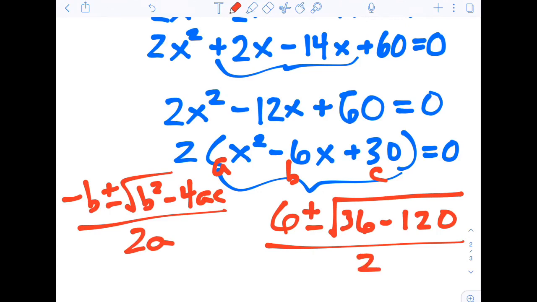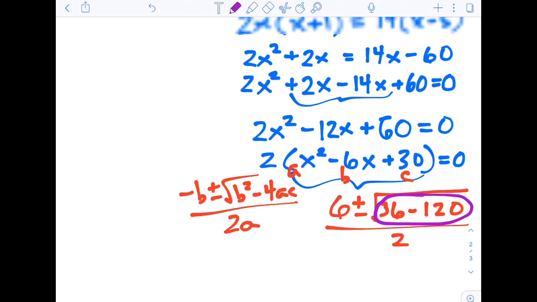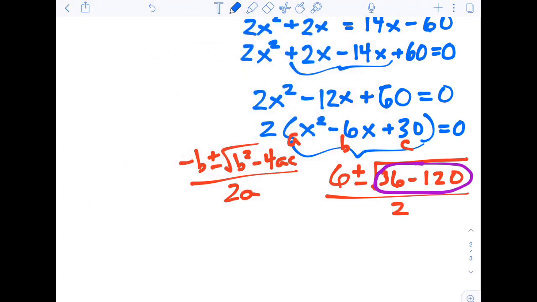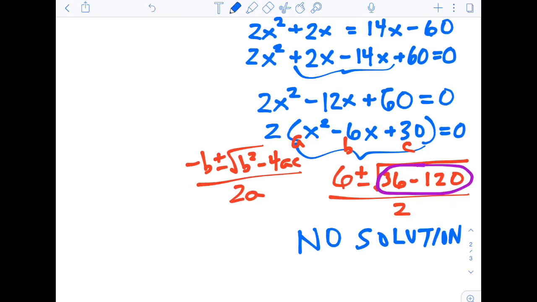Now, if I look at what we've got here, I notice that our discriminant, the part underneath the square root, is going to be negative. 36 take away 120 is going to be a negative number. That would mean that there are no real solutions for this question. There are no x values that will make that equation equal. So I'm just going to write that down: no solution. There are no x values that make this true.